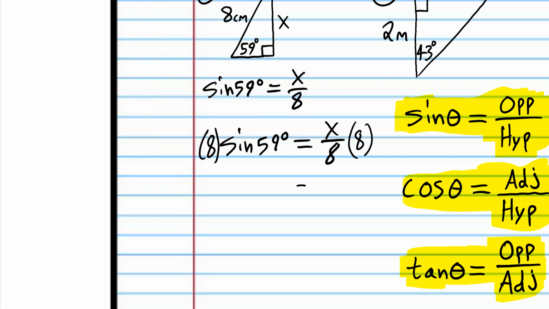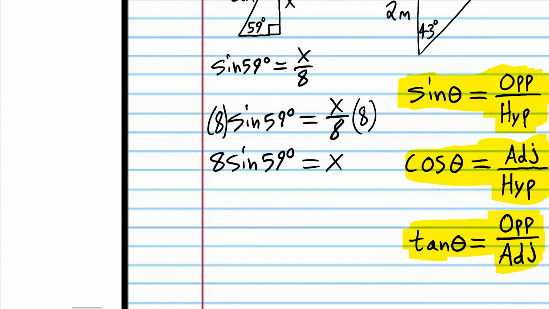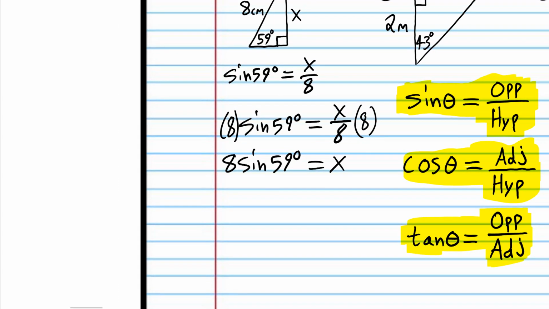So we're multiplying both sides by 8, and we get x is equal to 8 times sine 59 degrees, and you don't really need the parentheses there. You can just leave those off. That just means multiplied. And at that point, we have the x value. All we have to do is just go to the calculator.